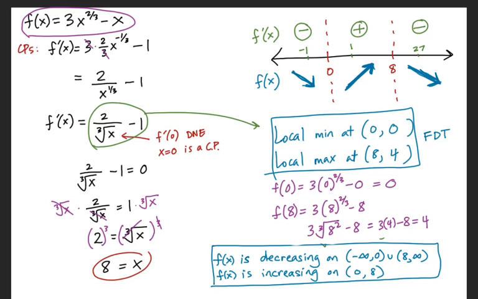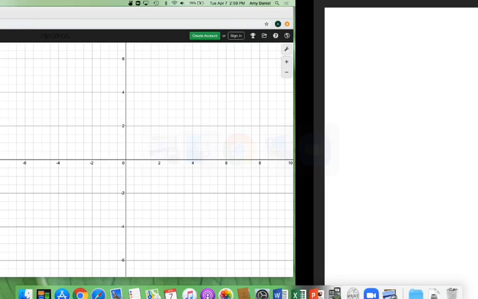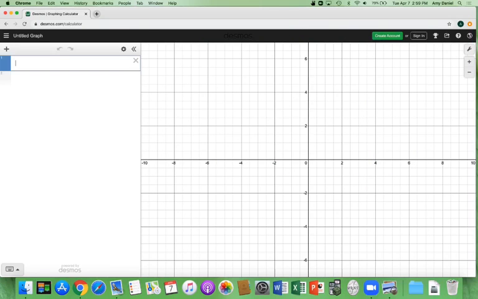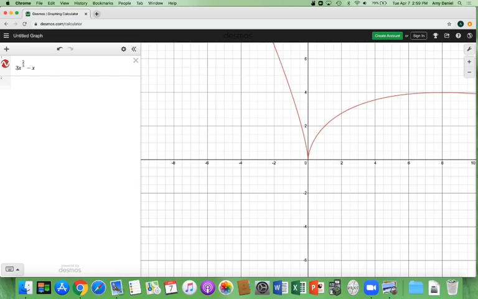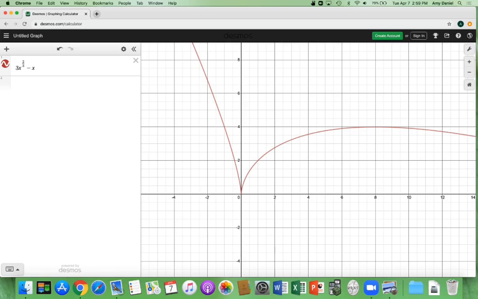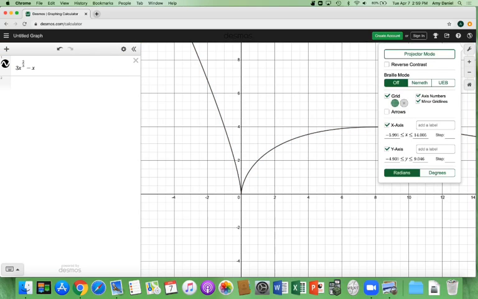All right, and then I'm going to head over to Desmos on my computer here, and I'm going to graph that function just so we can get some satisfaction in seeing what this thing looks like. So 3 times x to the 2/3 minus x. It's kind of a weird looking function here. Make that easier to see. Make it a little darker.